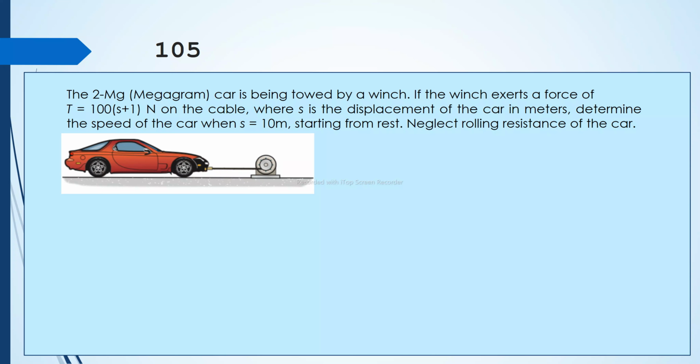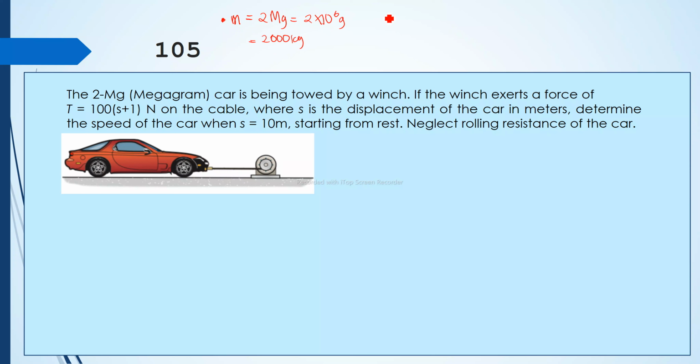There are no forces resisting the car. So what do we have? We were given the mass. The mass is equal to 2 megagrams, or that is equal to 2 times 10 to the 6 grams, or simply 2,000 kilograms.